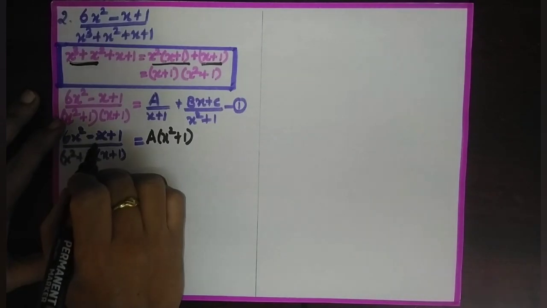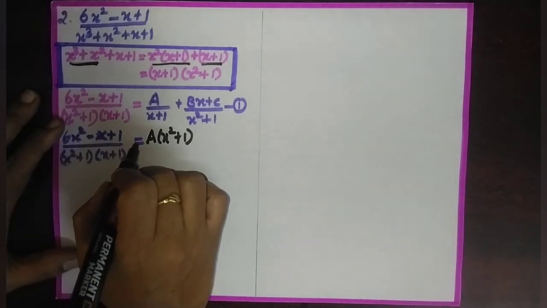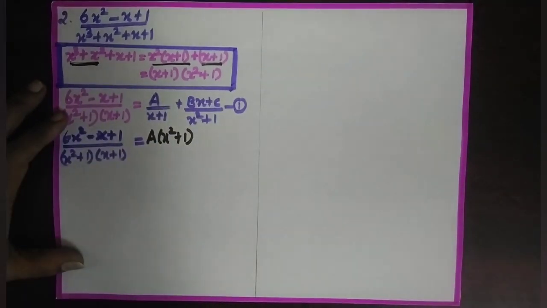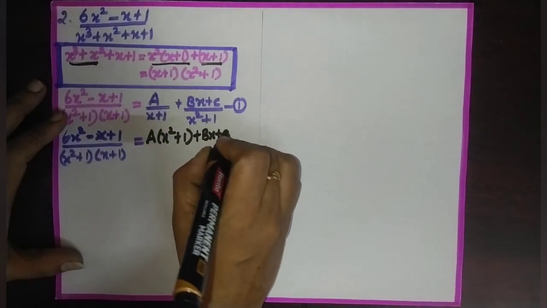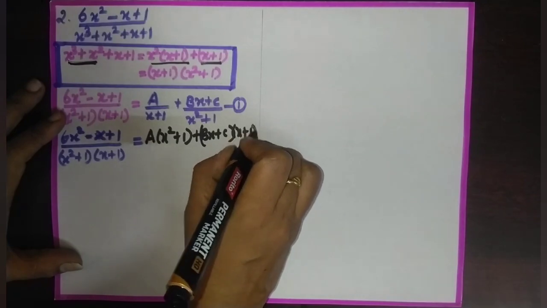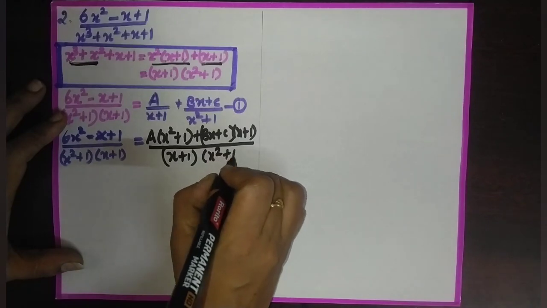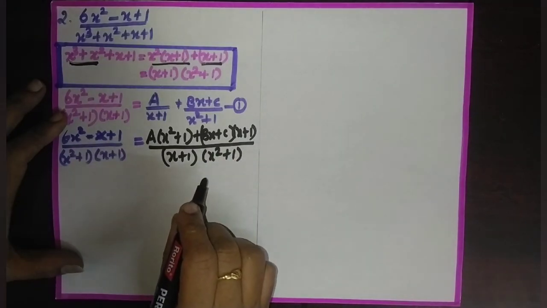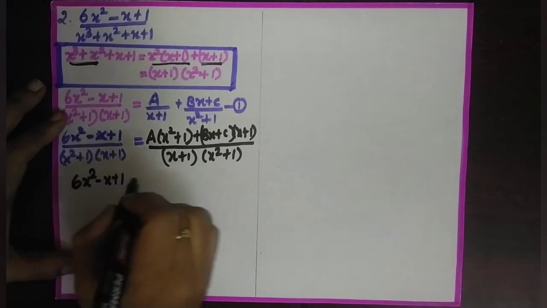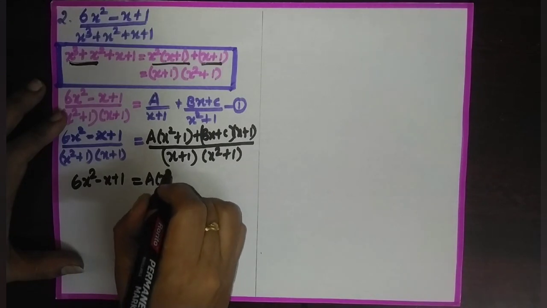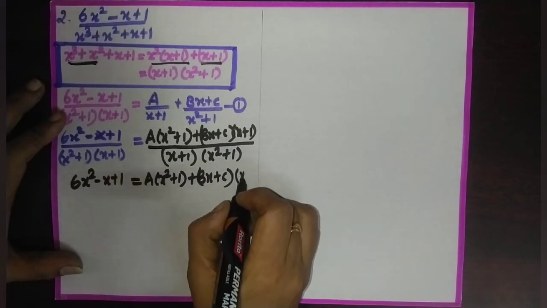Then 6x square minus x plus 1 by x square plus 1 into x plus 1 is equal to, in the right hand side we need to take LCM. Then we get a of x square plus 1 plus bx plus c into x plus 1 by x plus 1 into x square plus 1. Since we have the same denominator, we can equate the numerator. Then we get 6x square minus x plus 1 equal to a of x square plus 1 plus bx plus c into x plus 1.